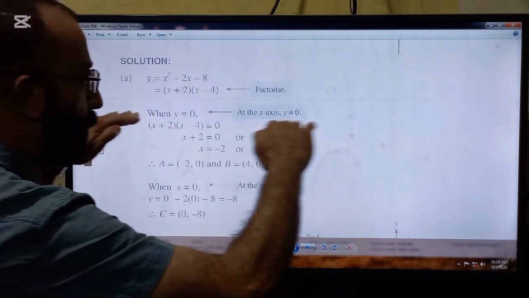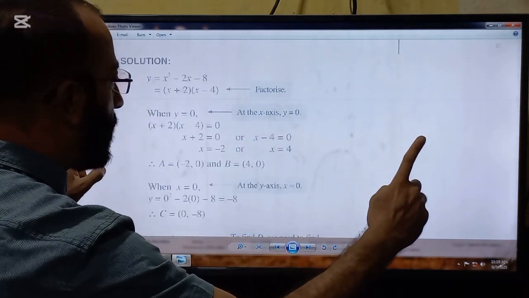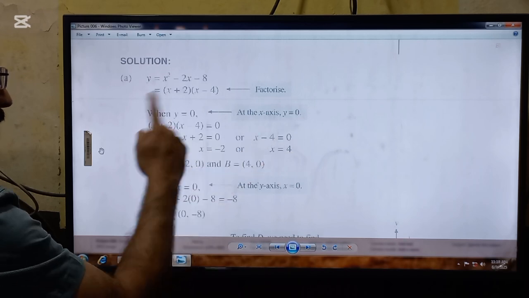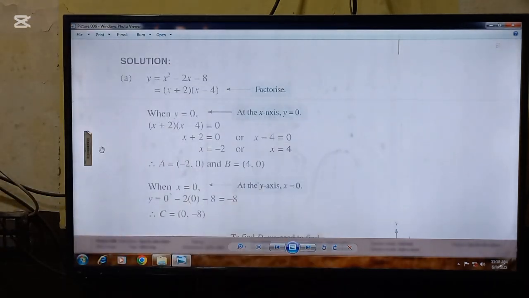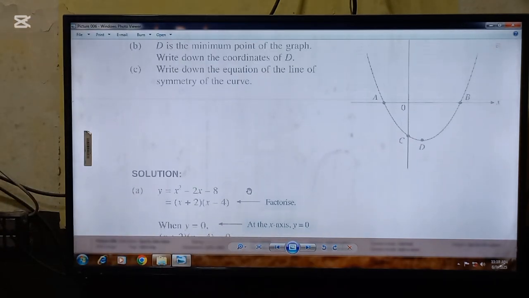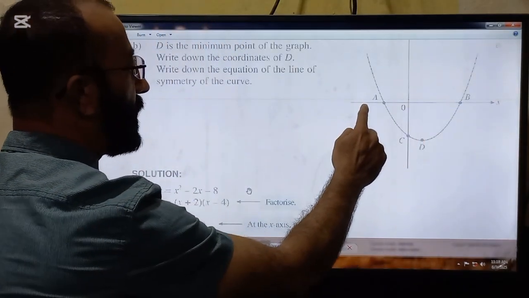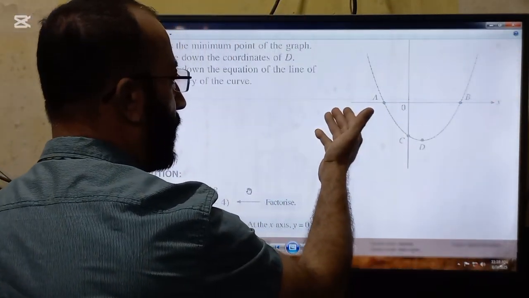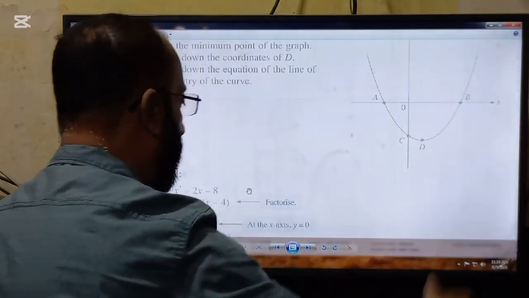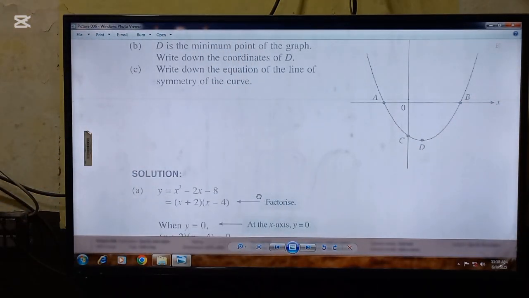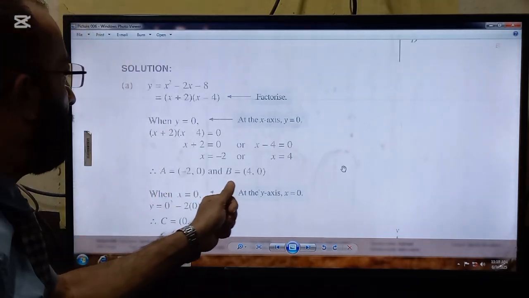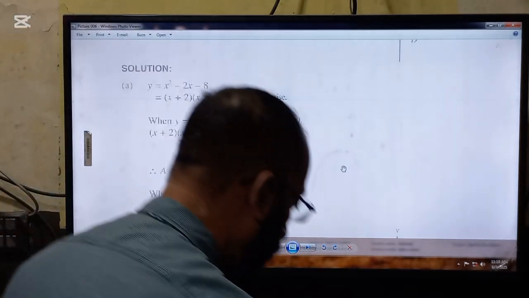So because the points A and B are on the x-axis, the y coordinate will be 0. A is on the negative side of the x-axis and B is on the positive side of the x-axis. So A is (-2, 0) and B will be (4, 0).